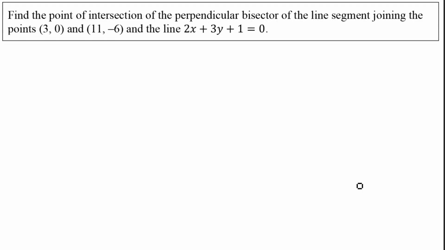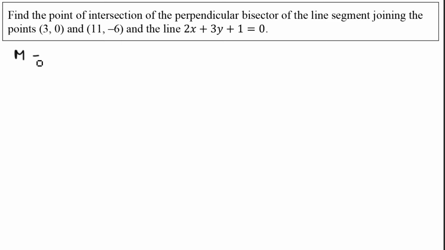In this question we have to find a point of intersection of the perpendicular bisector of the line segment joining a couple of points that we're given and another straight line that we're given the equation of. So we'll have to start off by doing exactly the same thing. We're going to have to find the equation of the perpendicular bisector of those 2 points.